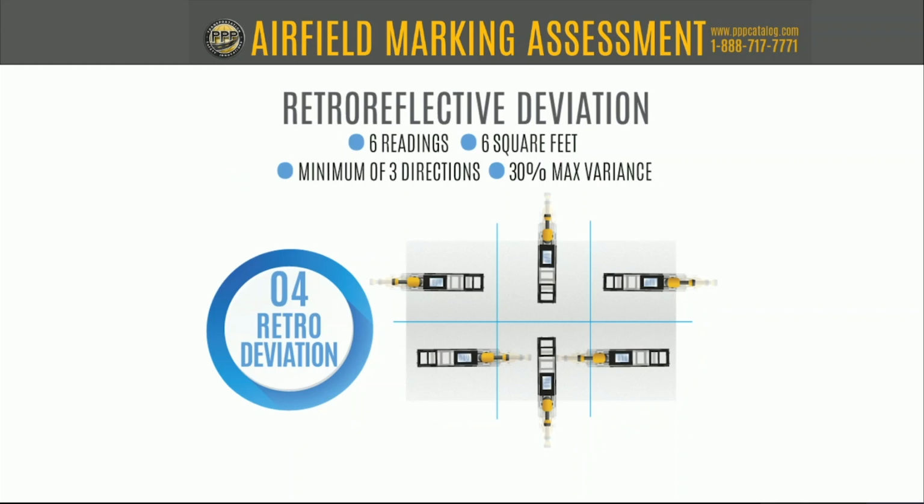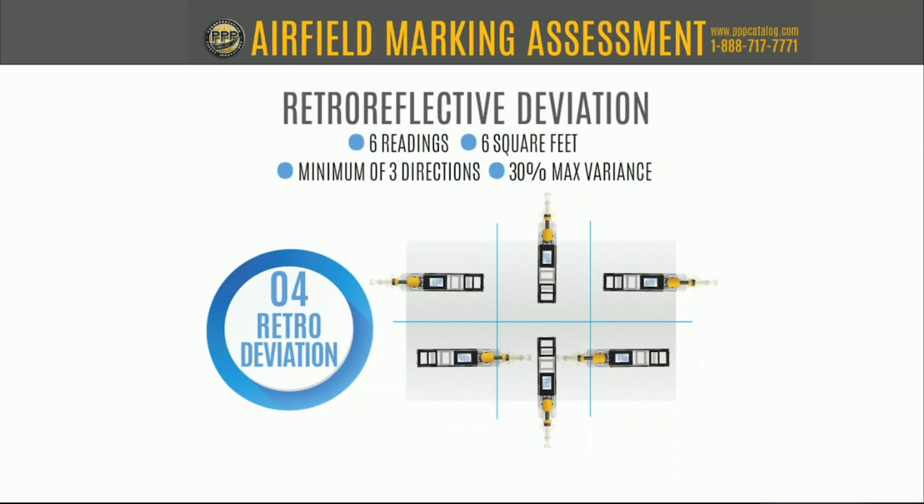What we see during our airfield marking assessments is that very often material distribution is inadequate, and it relates directly to how uniform that marking is. So the fact that we're not only looking for performance, but uniformity in performance is key.